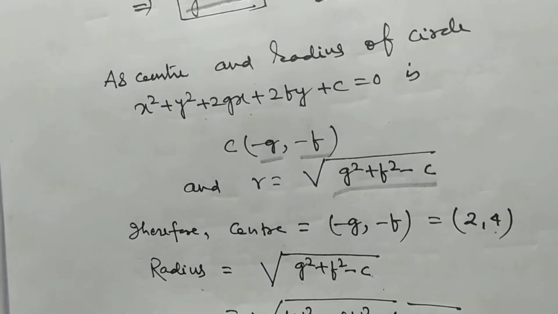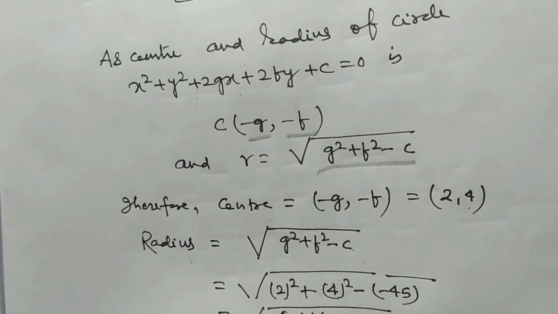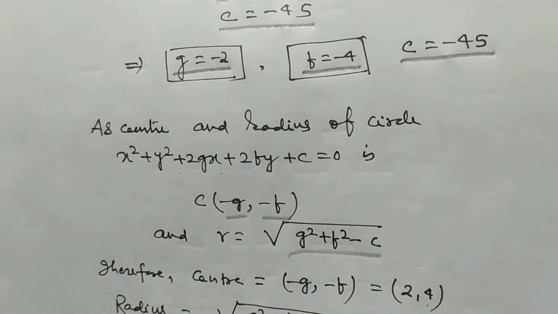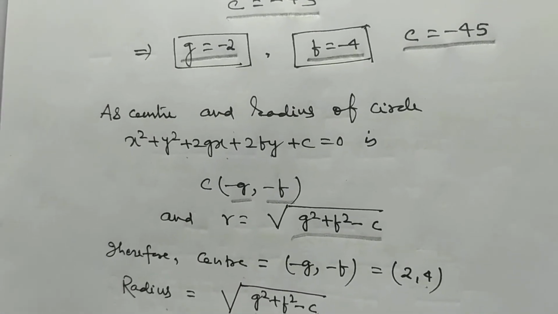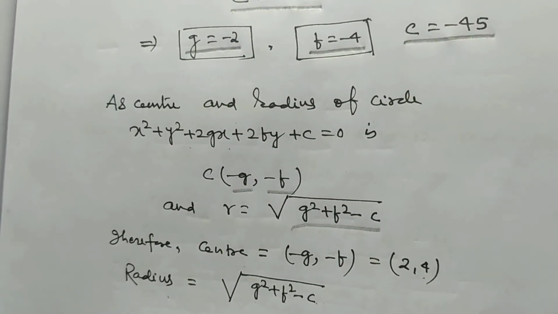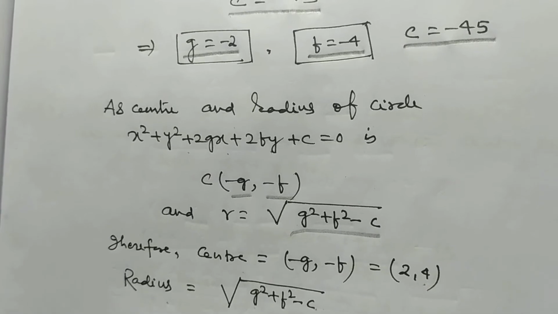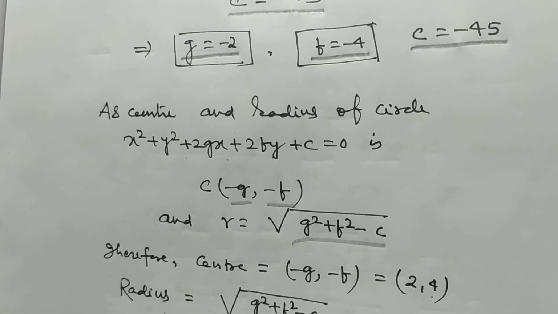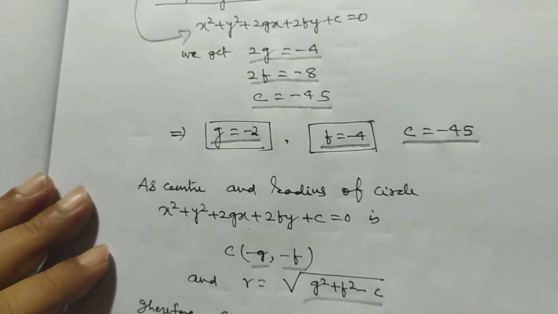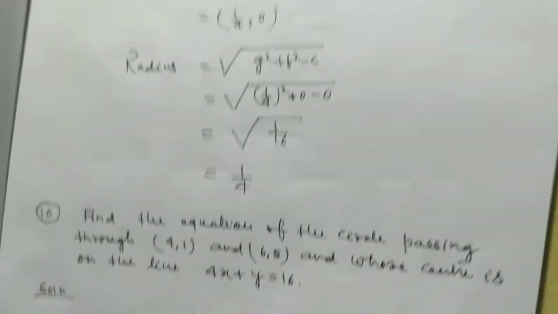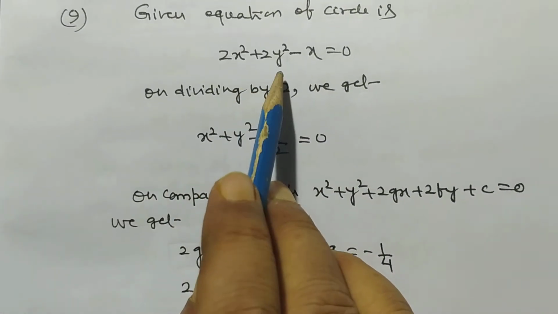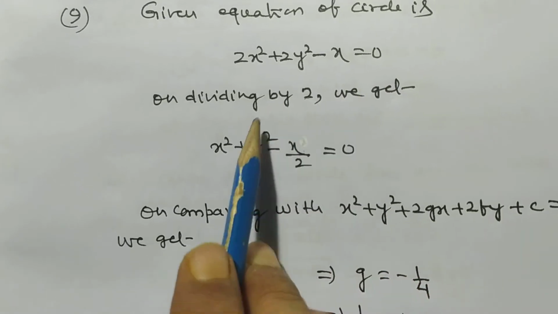My dear student, you can solve this problem by comparing with the general equation of circle or by making a perfect square also. So you can solve it by the alternative method also. Here it is easy to find its center and radius by comparing this equation with the general equation of circle. Now, problem number 9. Given equation of circle is 2x square plus 2y square minus x is equal to 0.